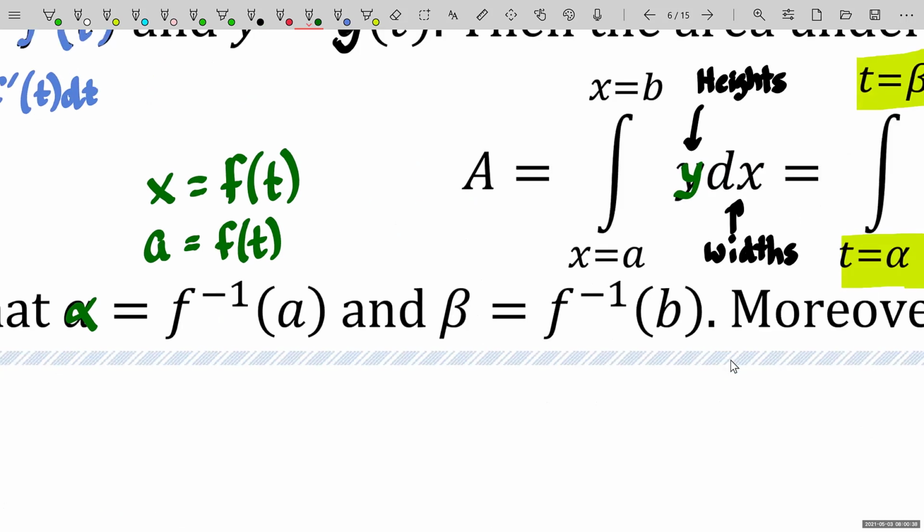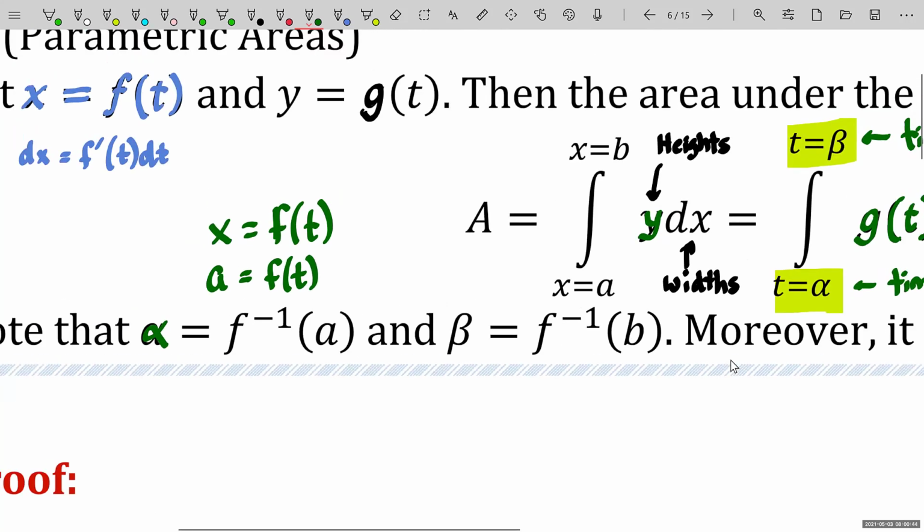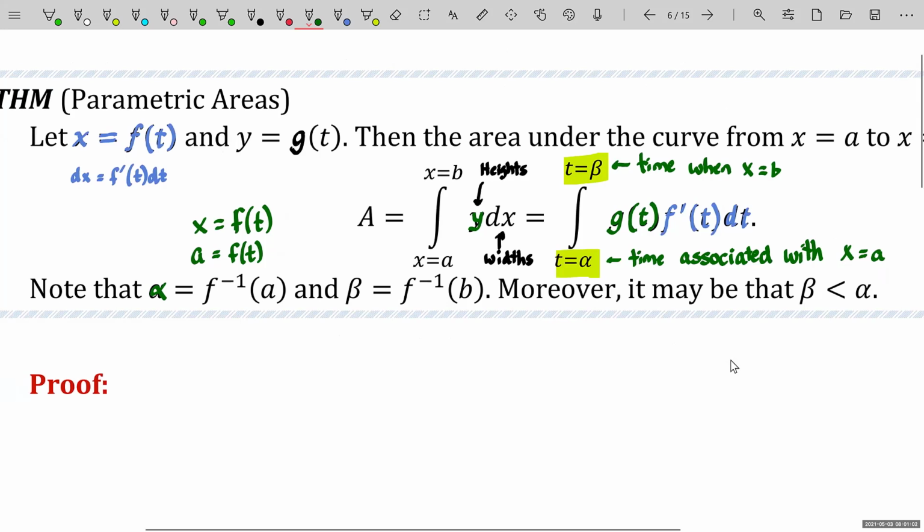What's interesting about that is it may be the case, even though you may have been integrating from x equals 1 to x equals 10, that might be time values of, let's say, 17 to negative 12. In other words, your time values may be going backward. What's important here is that you're integrating from x low to x high. In fact, it's so important, I'm going to write that down.